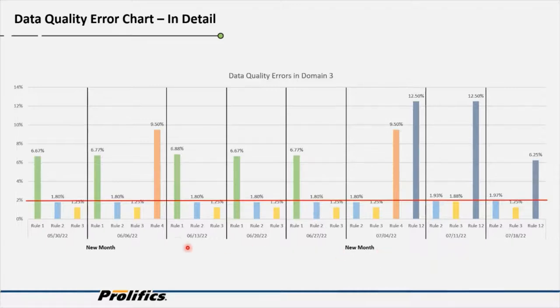Rule number 4, we're seeing an error of 9.5%, and we're seeing that it's happening the first run of the month. Now, I've talked to the data steward, and the data steward is telling me, gee, Ron, this is one of the data loads that's coming in from one of our contractors, and we've asked them to fix this, and they've turned around and said, you know what, we can fix this, but we want another $50,000 to go ahead and adjust the way we send you data.